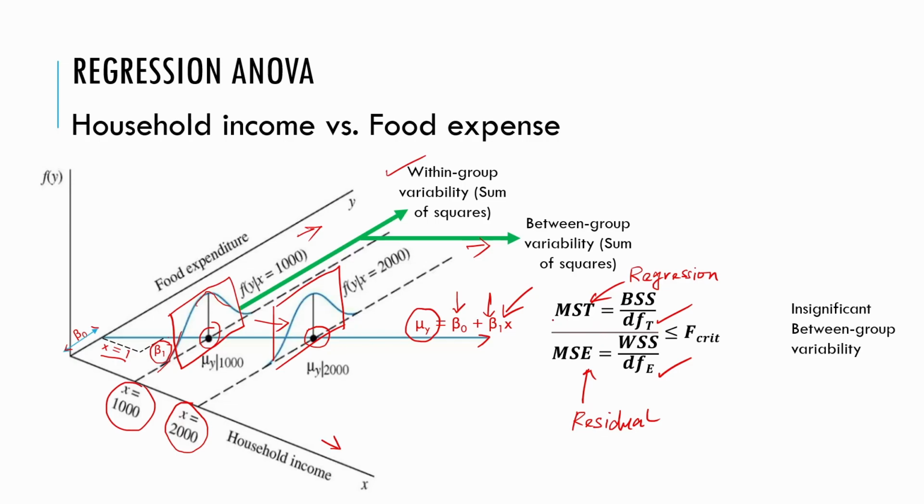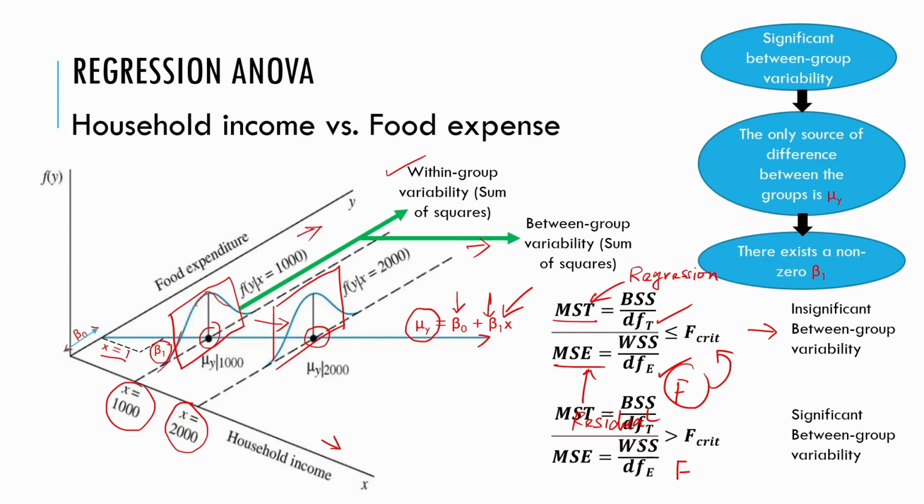And the report will give you these values, that is MST value and MSE value, and by dividing them it will give you an F value also, and that F value has to be compared with the critical value of the F distribution. If it is less than your F critical value, then we will say that the conclusion is insignificant between group variability. That means the between group variability is not significantly larger than the within group variability. This ratio is the F value. If this is greater than your critical value, then we will say that there is a significant between group variability.